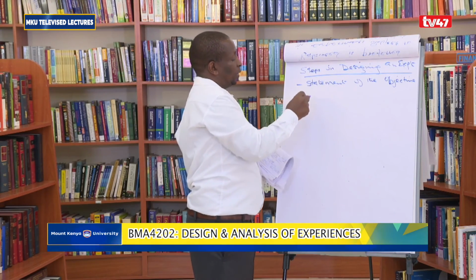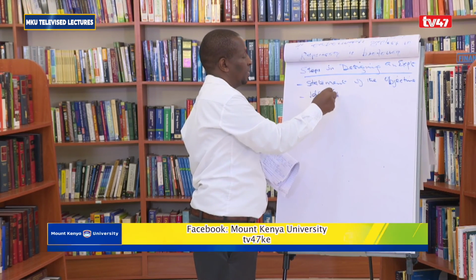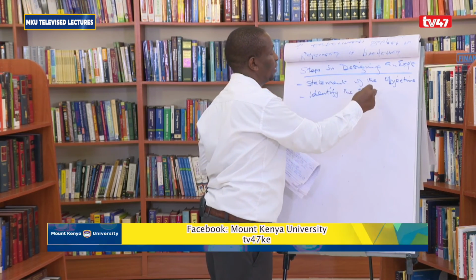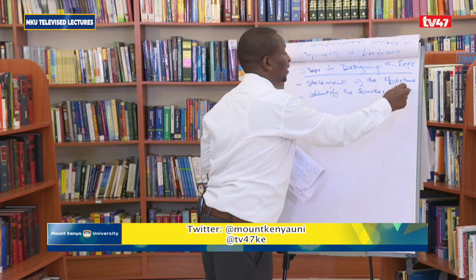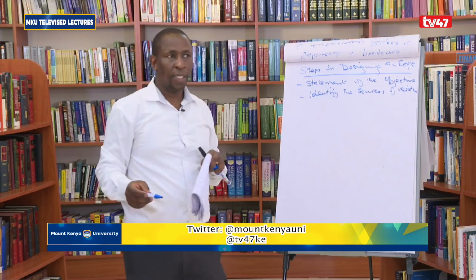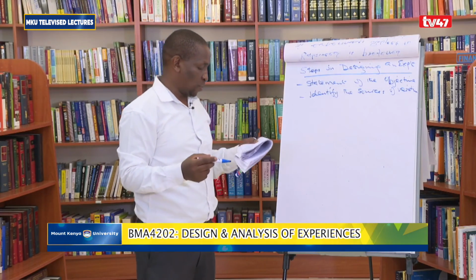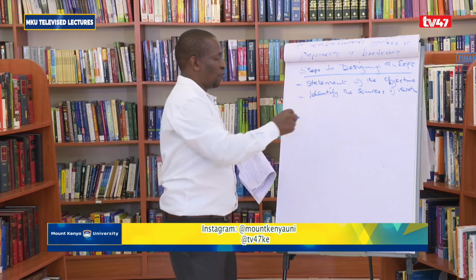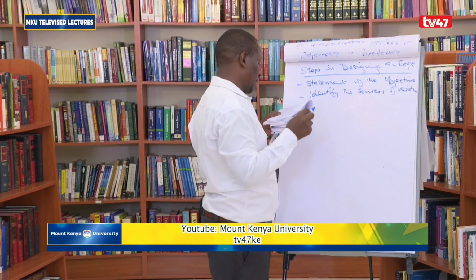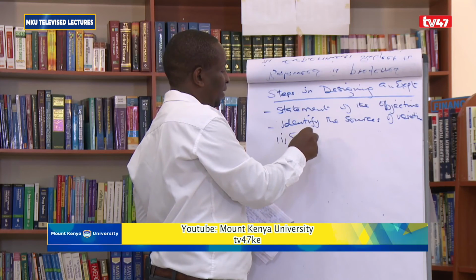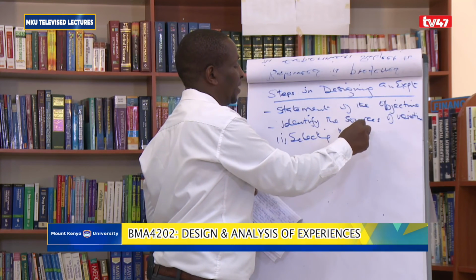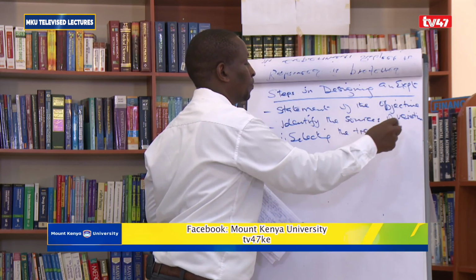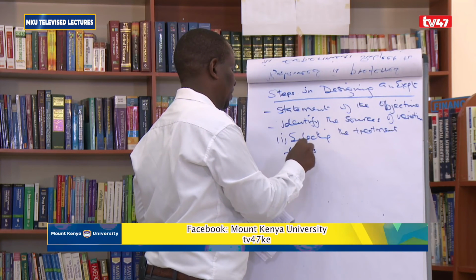Then we identify the sources of variation. So the question is, what are the explanatory variables that cause or affect the response variable? So when we talk of identifying the sources of variation, we talk of one, selecting the treatment factors and their levels.